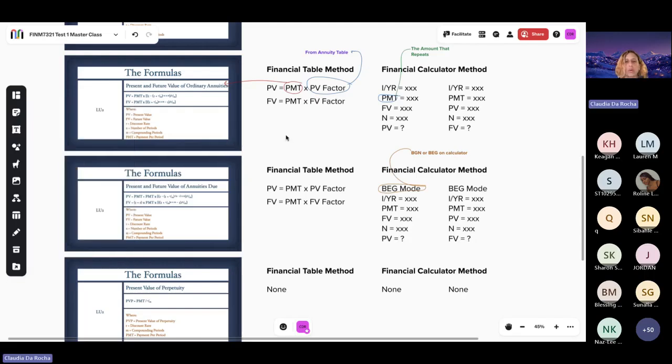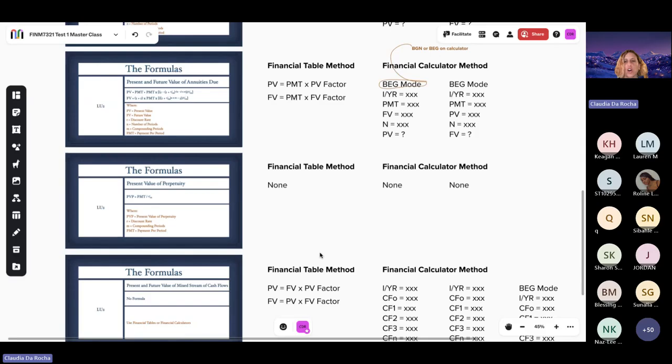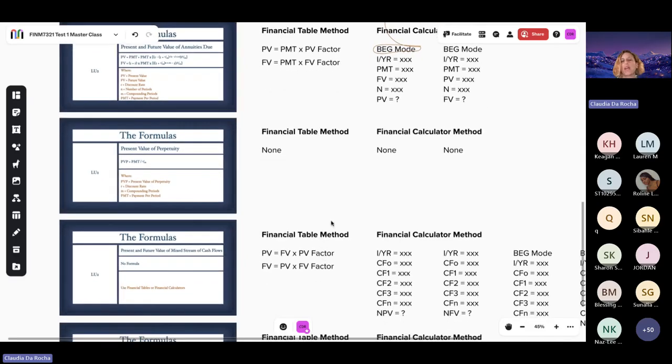Then with our present value of perpetuity, there's only a formula. There's no financial table method and there's no financial calculator method because we don't have a set period. Your financial table is based on set periods, and your financial calculator is also based on set periods. So for perpetuities, we only use the formula. That's it.